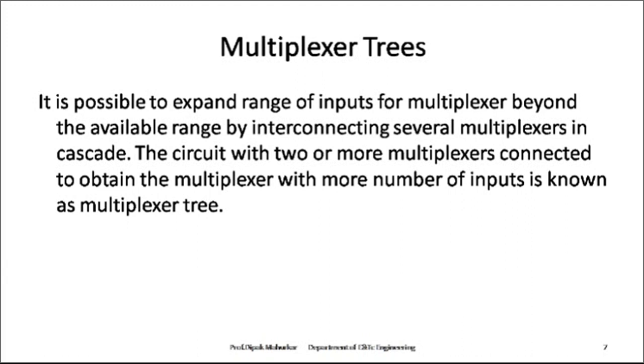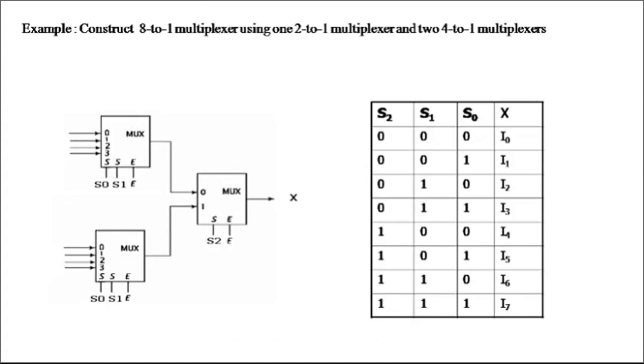Okay, so a circuit with 2 or more multiplexers connected to obtain a multiplexer with more inputs is known as a multiplexer tree. See the diagram. It is an 8 to 1 multiplexer. See, 0 to 3 means 4 inputs. Here is 0 to 3. And these are the select lines S0, S1, S2. For 8 inputs, how many select lines are required? 3 select lines. So these 2 are common to both, with an enable pin like this one.